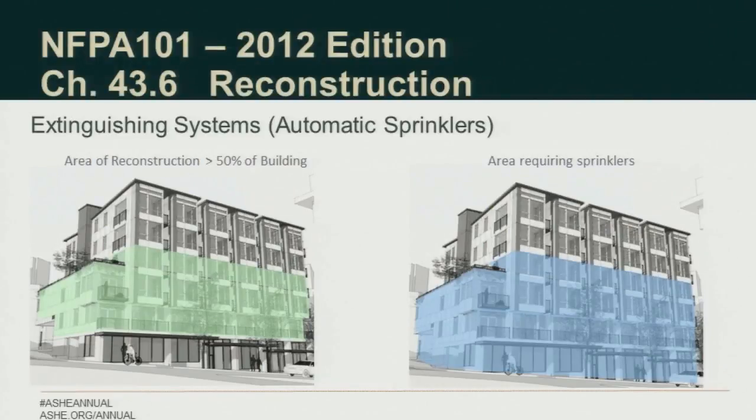So here's an example of what I was just talking about. On the left, here's a hotel. I'm renovating the 2nd, 3rd, and 4th floor. It's more than 50% of the building, so it results in me sprinkling the 1st, 2nd, 3rd, and 4th floor.